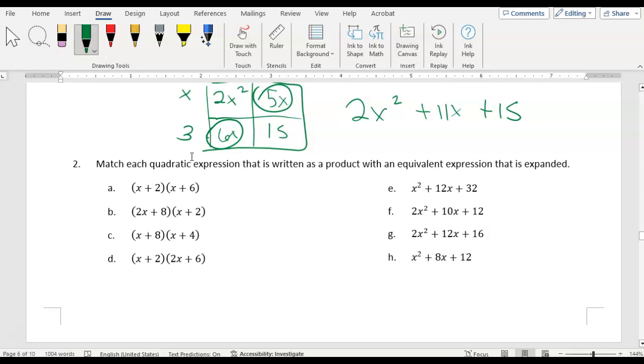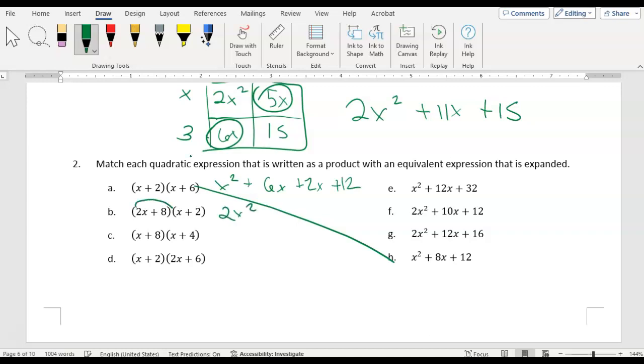And it says match each quadratic expression that is written with a product with an equivalent expression that is expanded. So let's go ahead and write this. X squared plus outer 6x plus inner plus 2x plus 12. So this would be x squared plus 8x plus 12. So that goes with h.